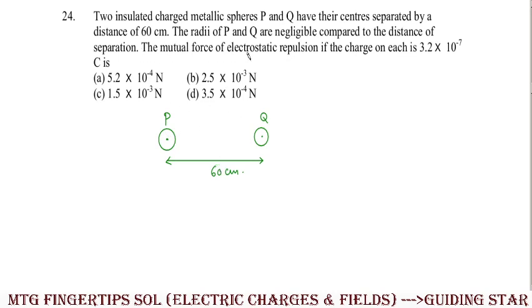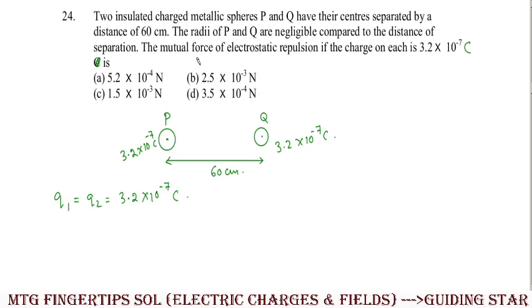The mutual force of electrostatic repulsion, if the charge on each is 3.2 into 10 to the power minus 7 Coulomb. So the charge on each is 3.2 into 10 to the power minus 7 Coulomb. P sphere has charge 3.2 into 10 to the minus 7 Coulomb, and Q metallic sphere also has 3.2 into 10 to the minus 7 Coulomb. That means Q1 equals Q2, and that value is 3.2 into 10 to the power minus 7 Coulomb.